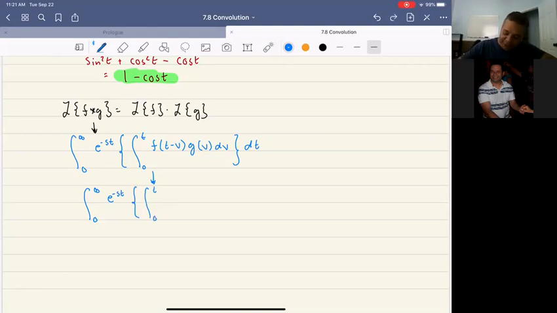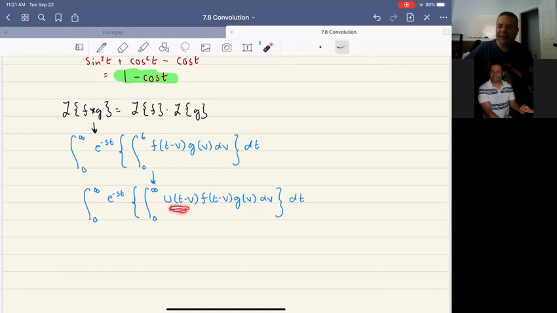We're going to make that an integral from 0 to infinity. So we have u of t minus v, f of t minus v, g of v, dv, dt. Remember, what this thing does is it cuts. It is 1 for v going from 0 to t, and then it becomes 0 after t. So this integral is the same as that integral when we put that in. Now we're going to pull out that g of v and change the order of integration.